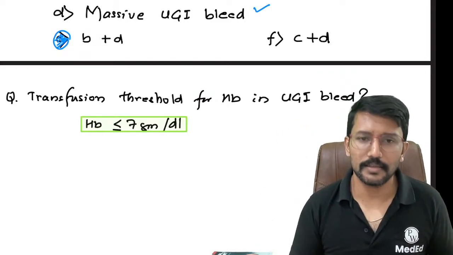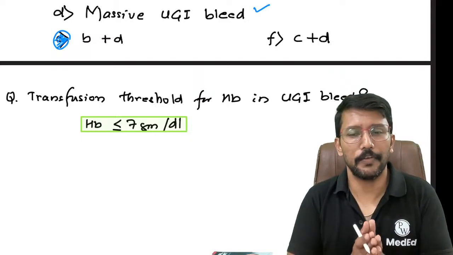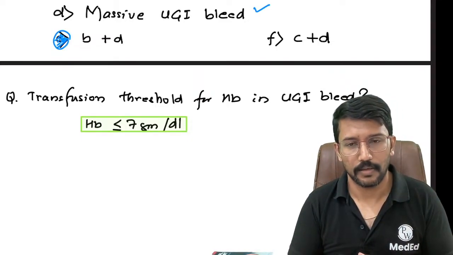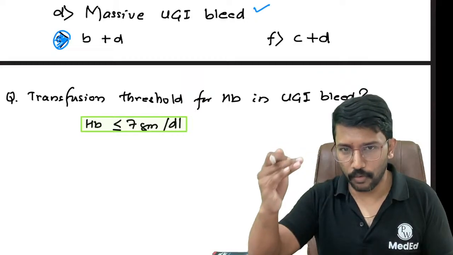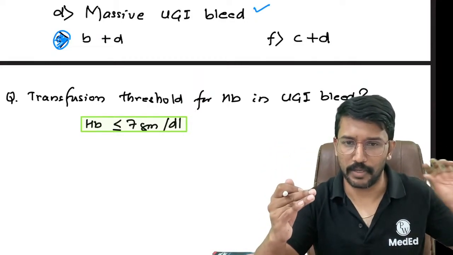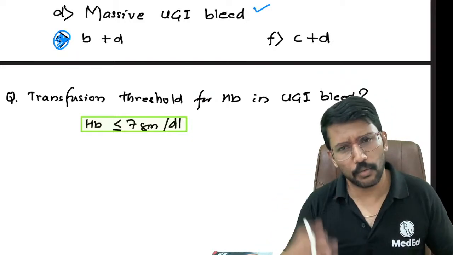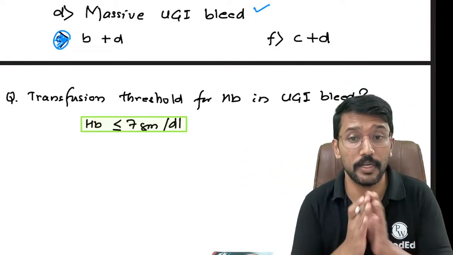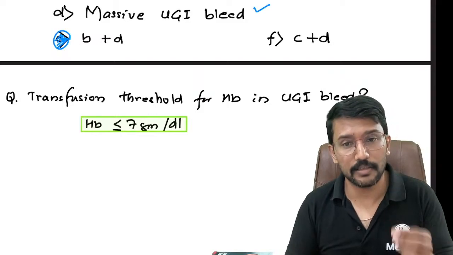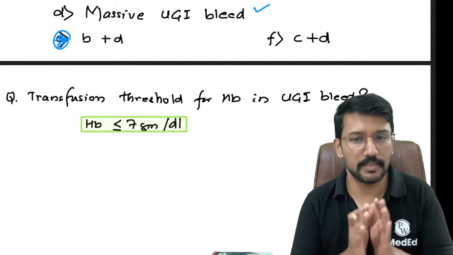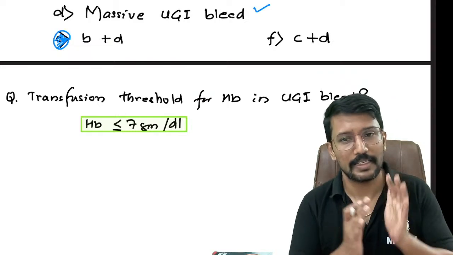The reason for that is 7 grams is generally sufficient to sustain the functioning of vital organs. So maintain it 7 gram or more than that and treat the underlying problem from where the blood loss is happening. Once you patch up the blood loss, slowly body will synthesize more hemoglobin and it will come back to normalcy over time. So we don't need to aim to get the hemoglobin level to normalcy, right? 7 is the transfusion threshold. You have to maintain 7 plus.